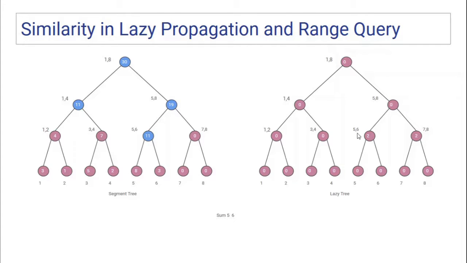Of course there are two nodes in this range, so this value would be updated by 2 times 2, because both of them will be incremented by 2. So this will be updated by 4, so it would become 15. Now this has become 15, so we have completed this pending update.